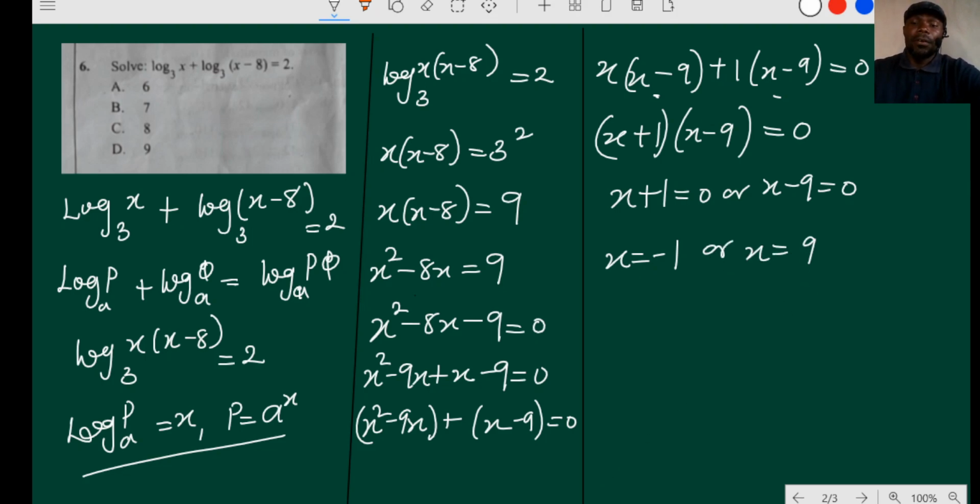In view of this, x is now equal to minus 1 and 9. But from the question, you discover that x is equal to 9, since the logarithm of a negative number is undefined. So the answer here is D. So number 6 is D. That is just the answer.